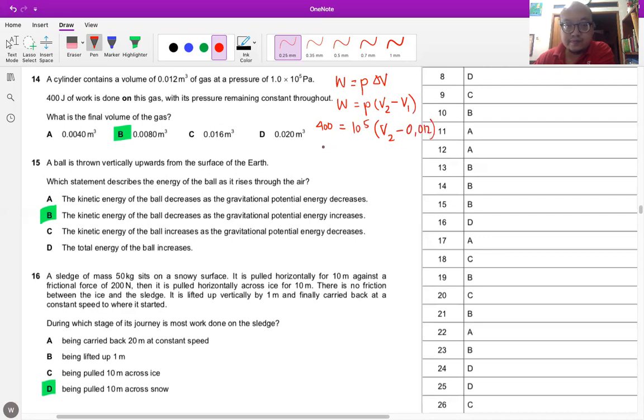So V2 minus, this is about 4, 3, 0.004. Yeah, 1 2 3, yes, correct, plus 0.012. Wait. What is final? 0.01.